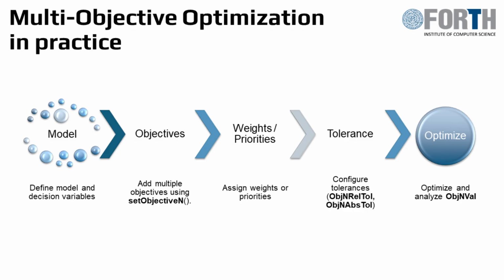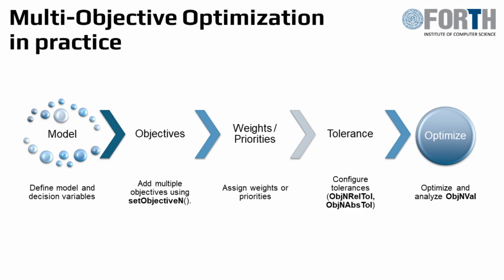Once the theoretical framework is clear, the implementation follows a structured sequence. We begin exactly as in any optimization model. Define the decision variables and constraints. The mathematical structure of the model remains unchanged. Multi-objective optimization does not alter feasibility. It only affects how solutions are evaluated.